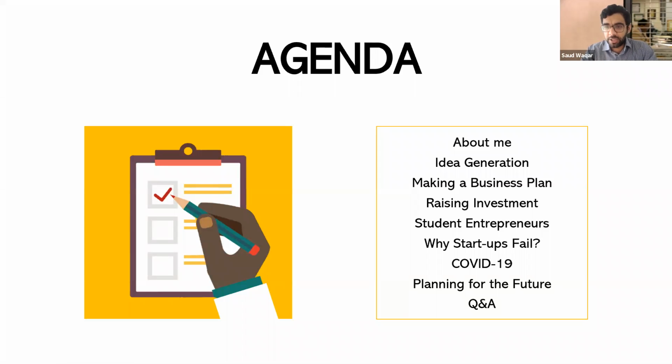Okay, so I'm going to tell you guys a little about myself. Then we're going to talk about idea generation. We're going to talk about how to make a business plan, how to raise investment, some points specific to student entrepreneurs. Then we'll go on towards the dark side, why startups fail and how you can prevent your startup from failing. We're going to talk about COVID-19, how to plan for the future, and then we're going to go towards question and answers.